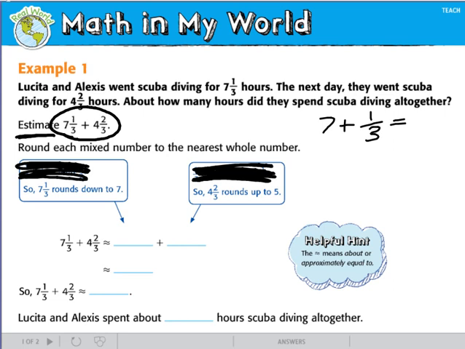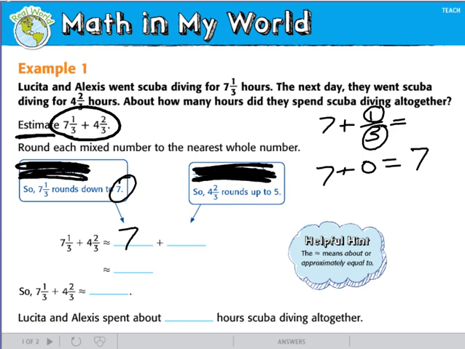So 1/3 is going to become a 1 or a 0. How do I determine that? I take the 1 and I figure out, is it closer to 0 or is it closer to the denominator, which is 3? Is 1 closer to 0 or 3? 0. So therefore 1/3 rounds to 0. So 7 plus 0 equals 7. So my first one down here, I round it to 7.